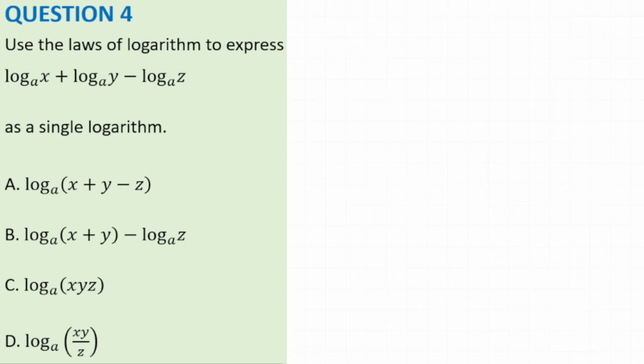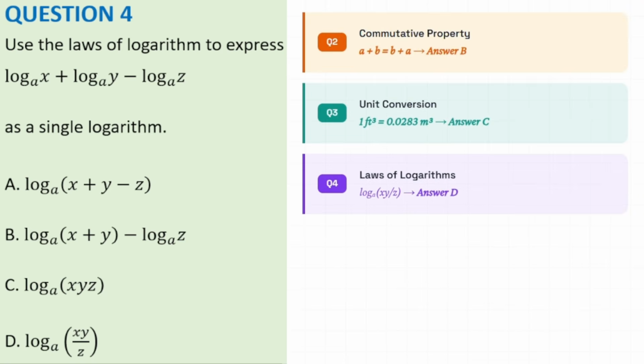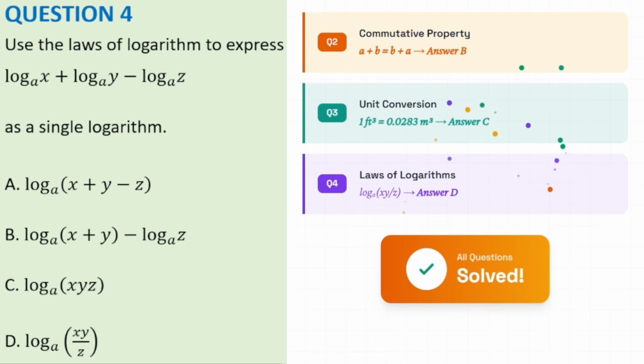Summary of all answers. Question 2, answer B, the commutative property, A plus B equals B plus A. Question 3, answer C, 1 cubic foot equals 0.0283 cubic meters. Question 4, answer D, log base of x y over z. All questions solved.